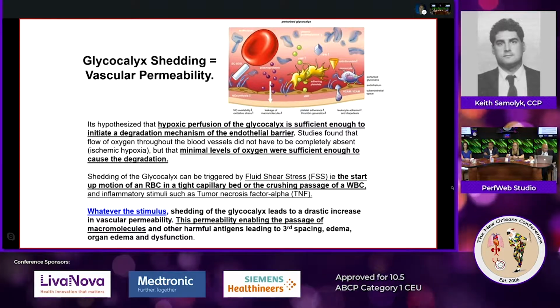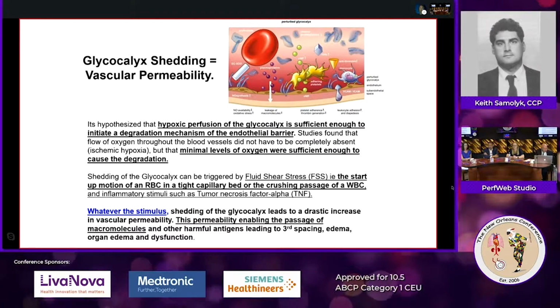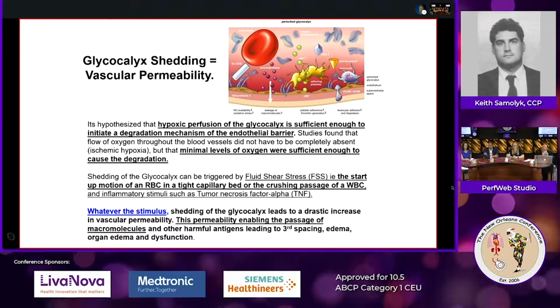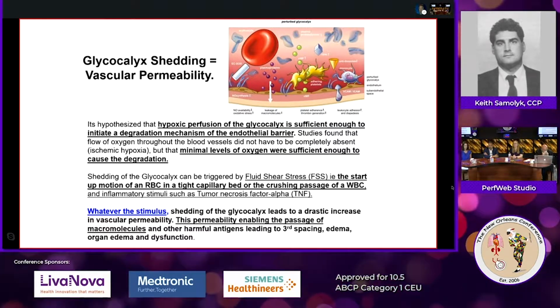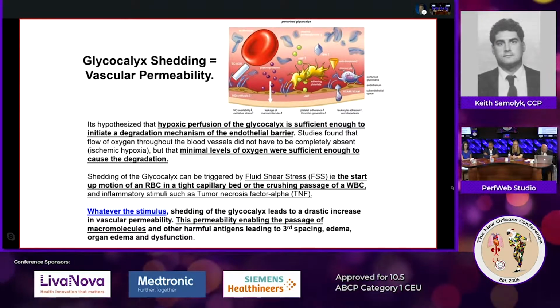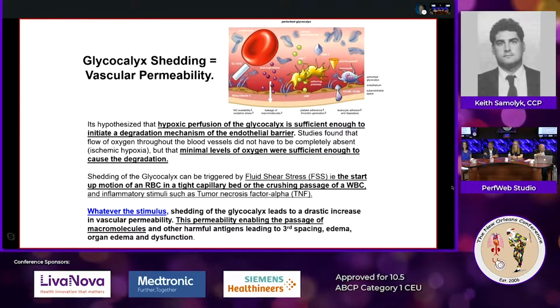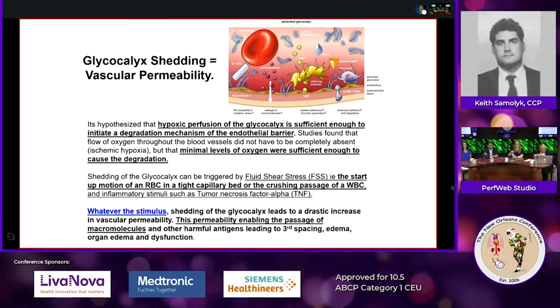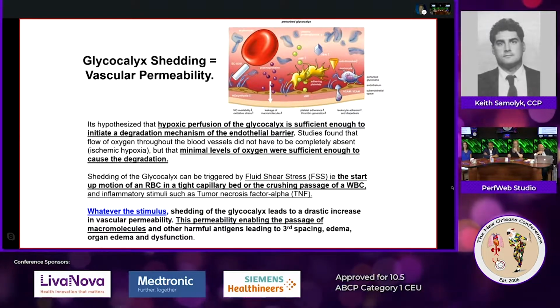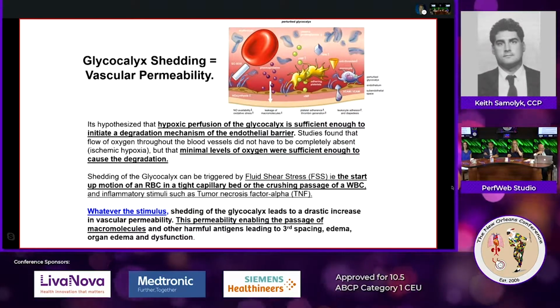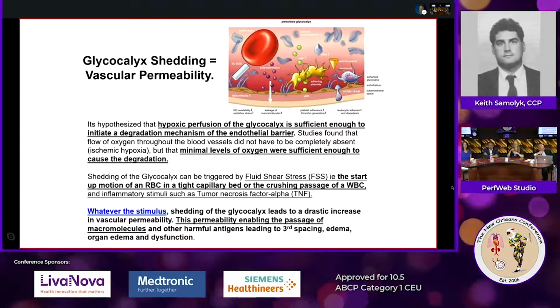Actually, I don't think it's the last one. So hypoxemia actually will also help to remove the glycocalyx. So you want to make sure you always have a minimum level. Don't get to the minimal levels of oxygenation, or that could help to degrade the glycocalyx. But it's primarily fluid shear stress that strips it off of the endothelium.